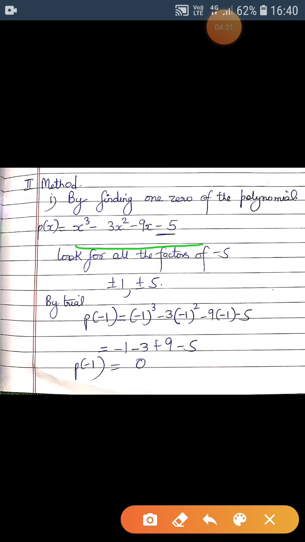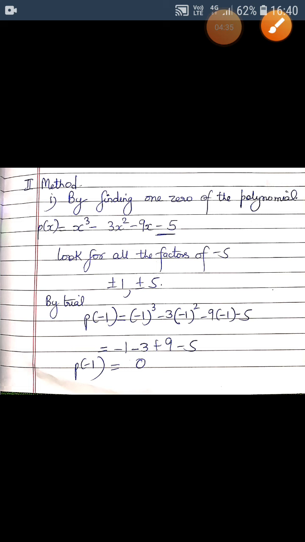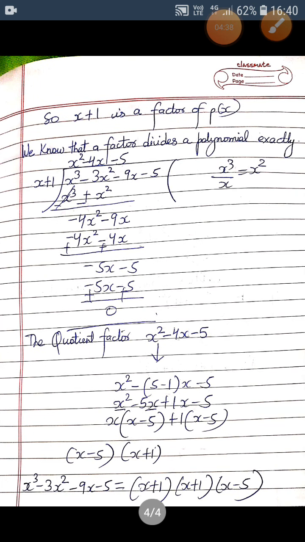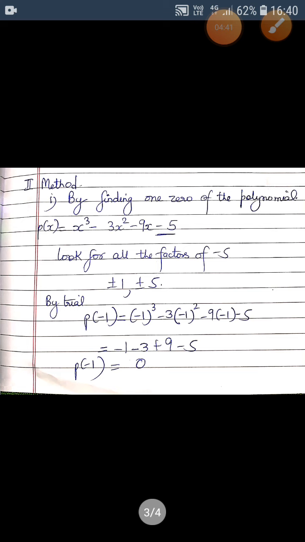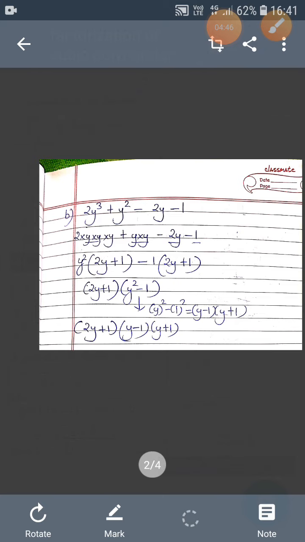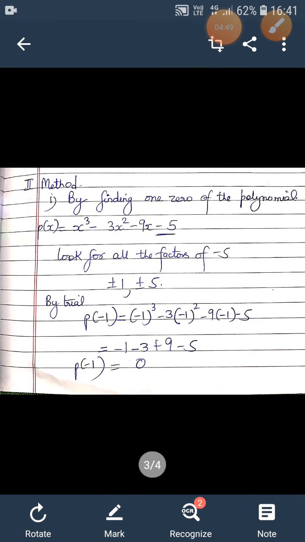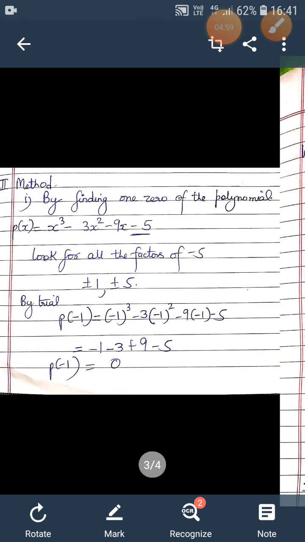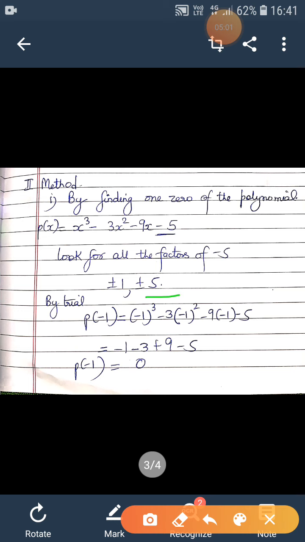So what is the method to find factors of this polynomial? We have to find a zero of the polynomial here. So the method is, we have to look for all the factors of this constant term, that is minus 5. Minus 5 can have the possible factors plus minus 1 or plus minus 5. We have to put these factors in the given polynomial in place of x.